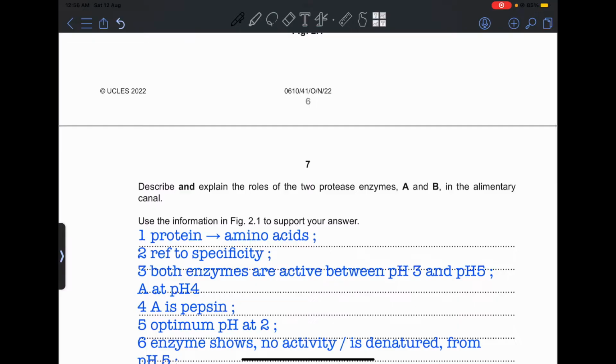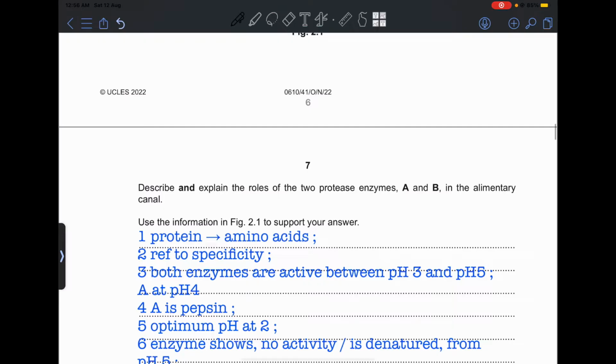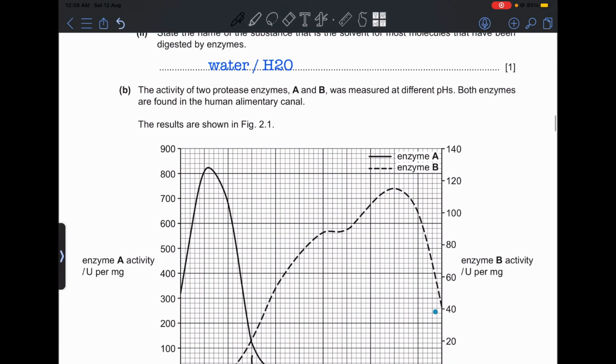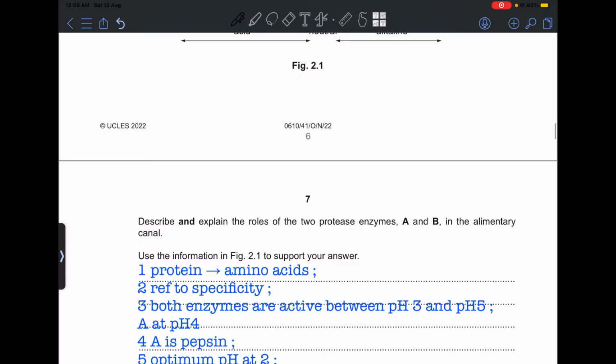So this question is going to be description and explanation. So you must write down points for description and explanation. You should not leave out anything. So number 1 is actually an explanation. It says that both of the enzymes turn protein into amino acids because they are protease enzymes. Number 2 says refer to specificity. This means that, for example, you're going to say that the enzyme active sites binds to complementary substrate shape.